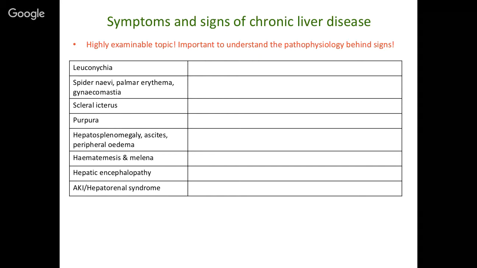What causes jaundice in one word? Yeah, hyperbilirubinemia, so high levels of bilirubin. Purpura or other aspects of coagulopathy, again going back to the function of the liver, because the liver produces clotting factors.